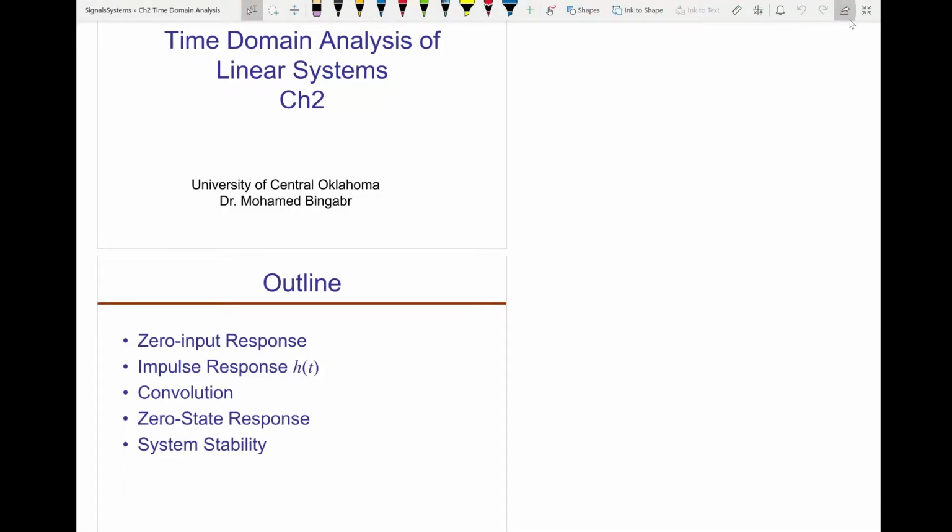Hello everyone. In the first video, we talked about the zero input response. In the second video for this chapter, we talked about the impulse response. In the third video, we covered convolution and its application in finding the zero state response. In this final video, the fourth video, we will cover an example to demonstrate the convolution and the zero state response, and finally the system stability. So let's go to the example.